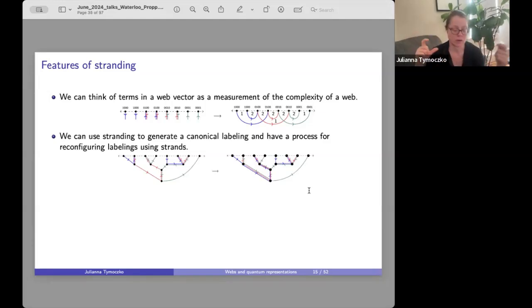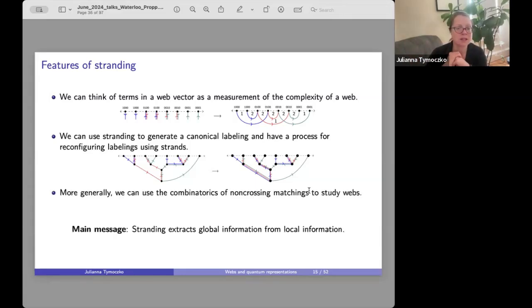In addition, we can use strandings to create labelings, to create specific binary labelings, so we can understand, again, global structure. And I will show you more pictures of ways in which the combinatorics of non-crossing matchings appears in fundamental ways inside the webs.